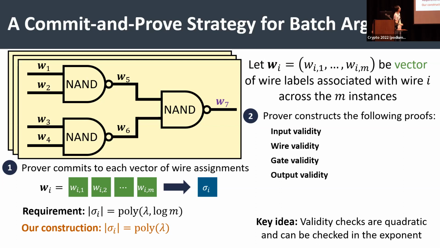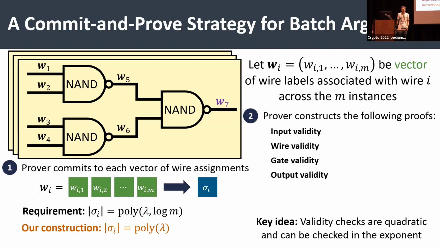So again, just to remind you how the construction works, the prover starts by committing to all of the wire assignments across all of the different instances, and then the prover gives a proof that each commitment to the wires is binary valued, and that all of them respect the gate constraints. So this is a commit and prove strategy for constructing batch arguments.